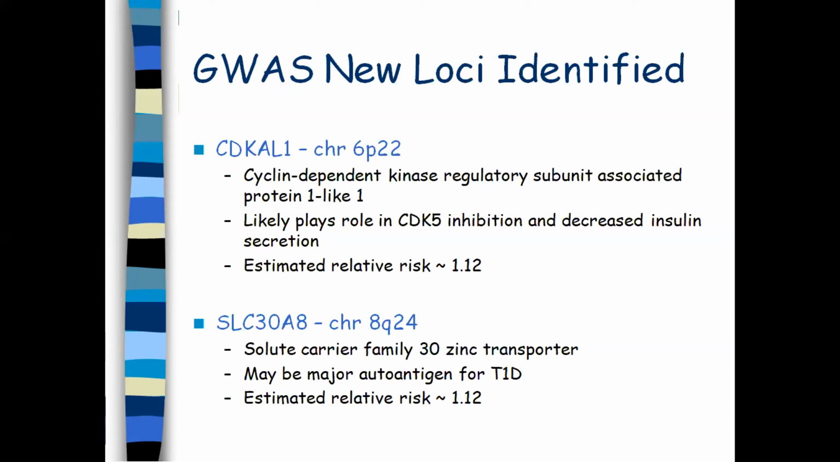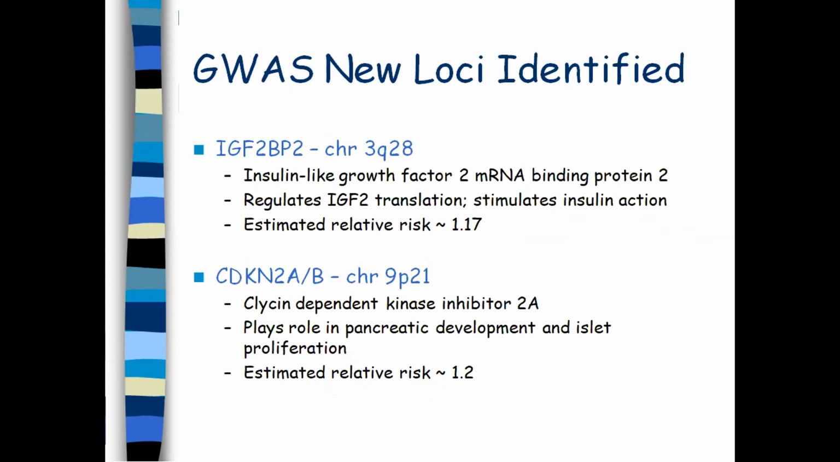Another gene, SLC30A8, chromosome 8q24, a solute carrier family 30 zinc transporter, which may be a major autoantigen for type 1 diabetes. The risk again is 1.12%. Then IGF2BP2, chromosome 3q28, insulin like growth factor 2 mRNA binding protein 2, regulates IGF2 translation, which may stimulate insulin action, and the estimated relative risk is 1.17%.